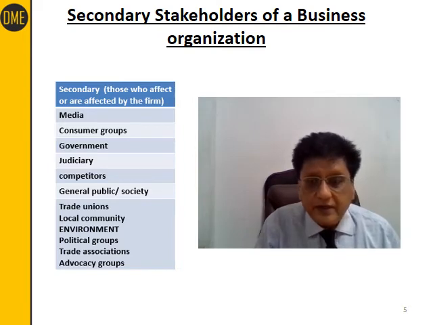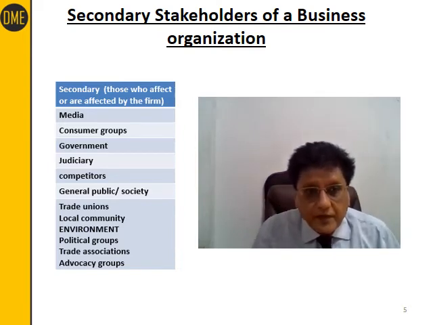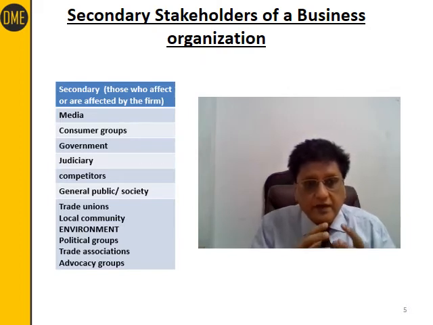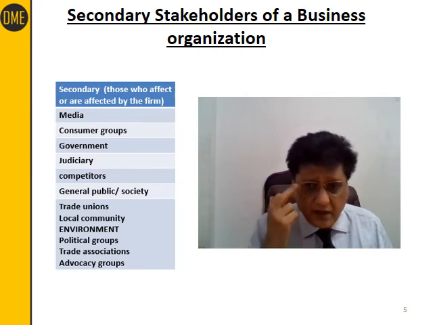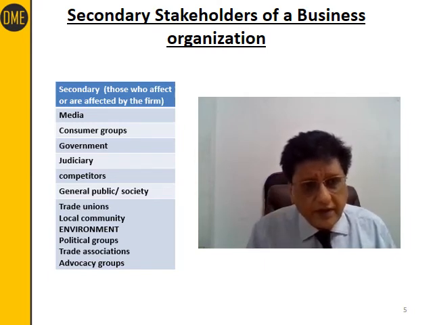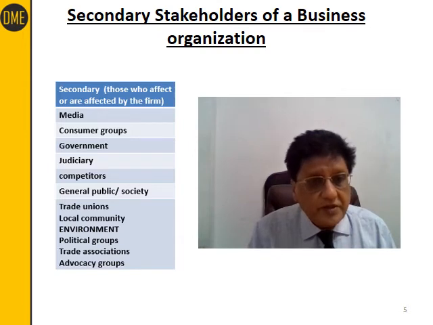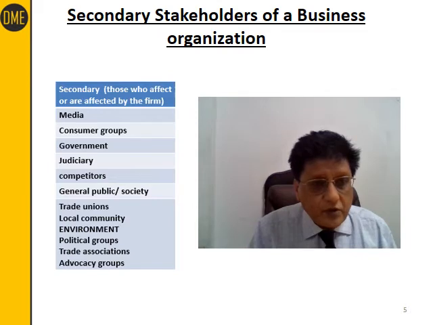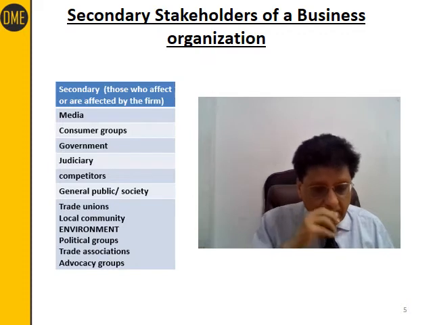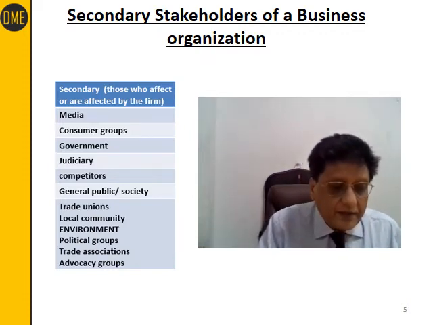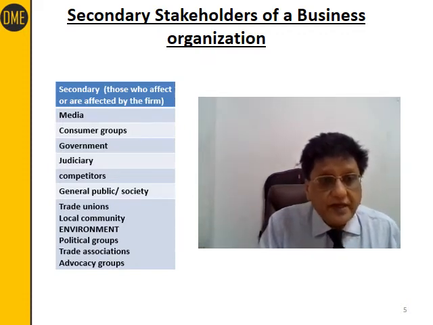Another very important organ, if you take the entire ecosystem as a body, another very important organ in the entire ecosystem of a business is the judiciary. A judicial decision can have a lot of bearing upon the business. When I say judiciary, I include all the tribunals in it and all the arbitration panels and everything into it.